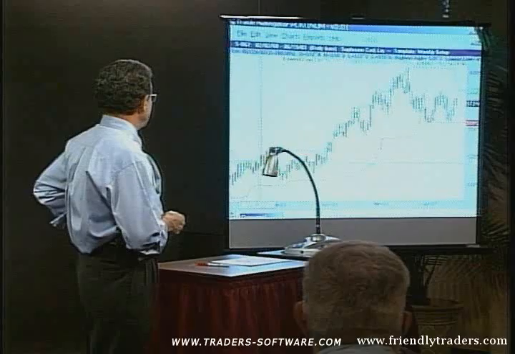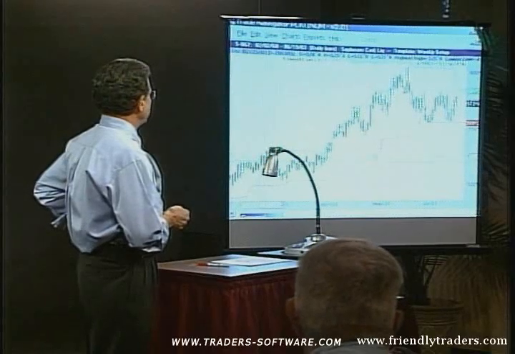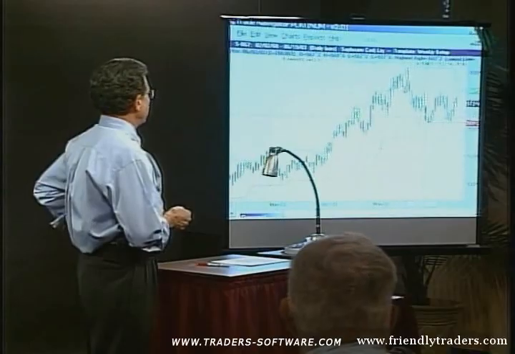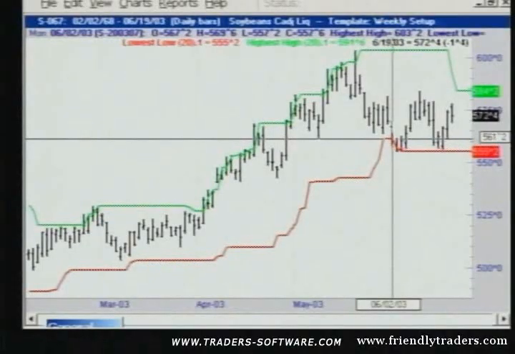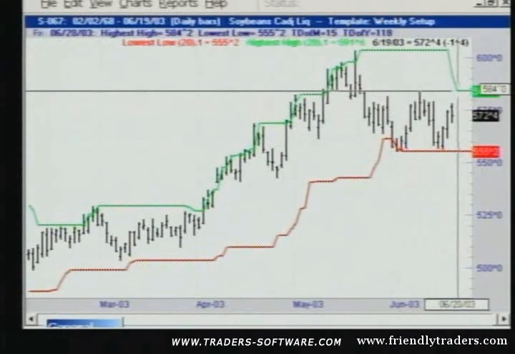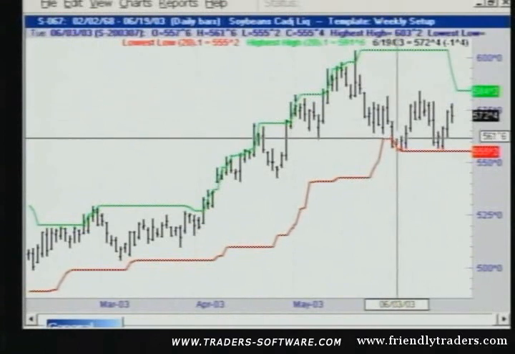Notice the red line is a 20-day high, so if you buy at the 20-day high, you stay long until you get to the 20-day low. At that point, you would be short, and now you would reverse at this point at the 20-day high. So it just follows the market with the highest high of the last 20 days, lowest low of the last 20 days.